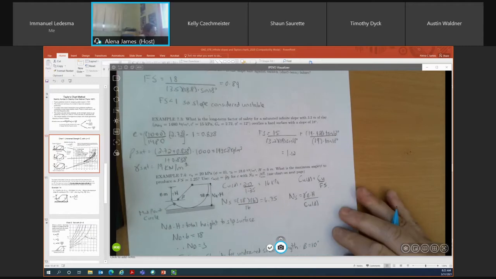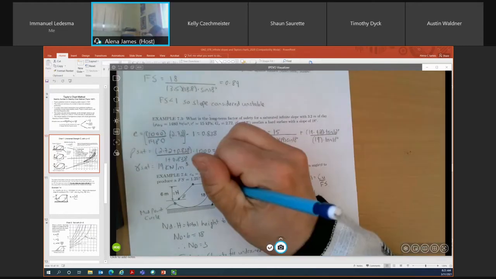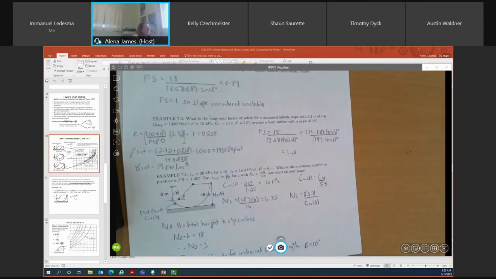And I know the total distance from the top of the slope to the contact between my weaker clay material and my stronger material is 18 meters. So I know my total value of ND times H is equal to 18 meters, and I know that my H value is equal to 6. So ND times 6 is equal to 18. So I can just use simple math, and I can calculate my ND value to be 3.